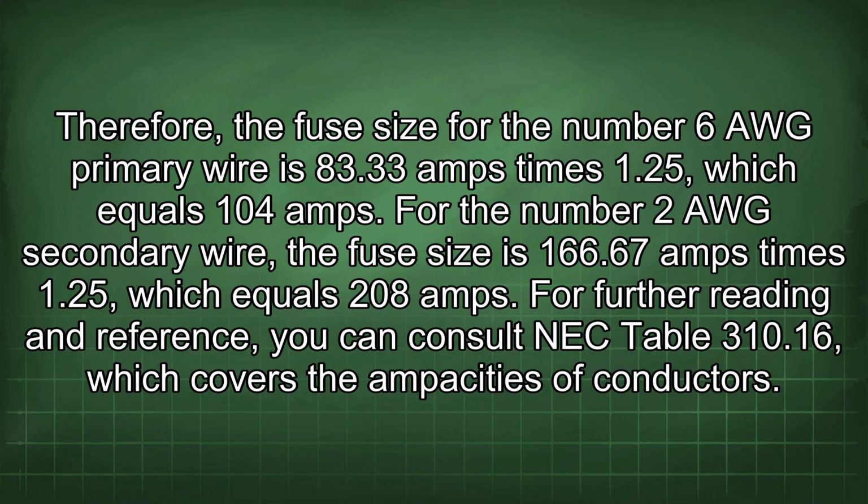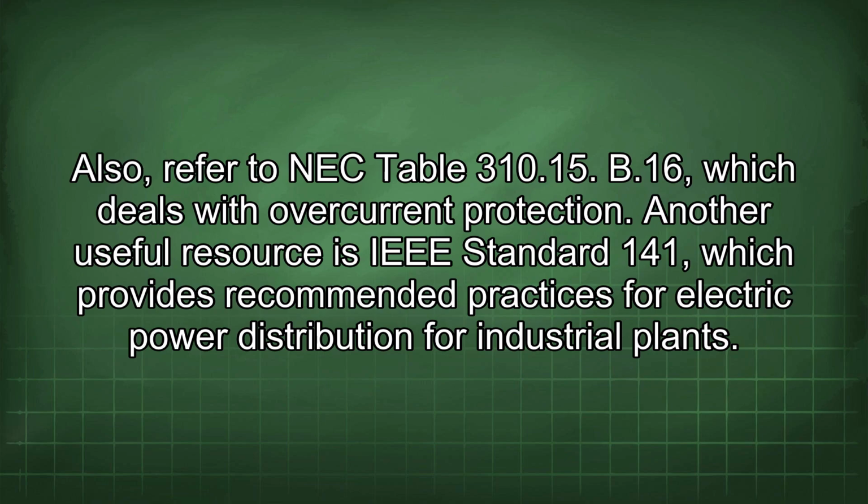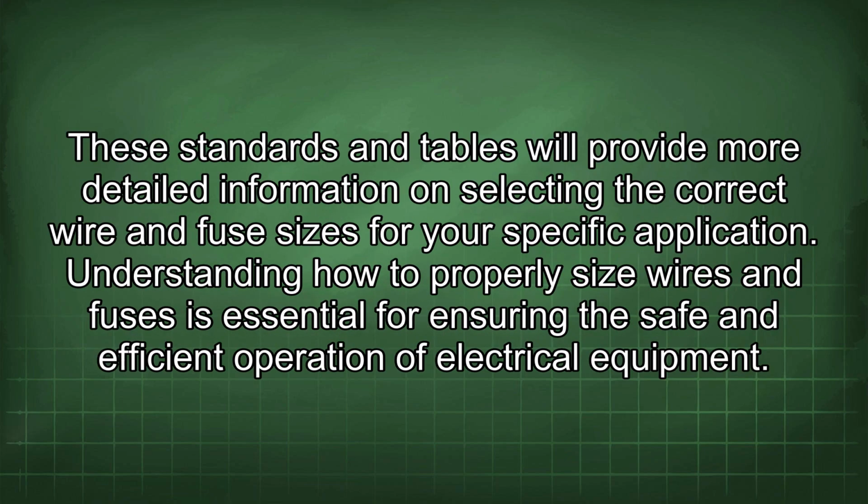For further reading and reference, you can consult NEC table 310.16, which covers the ampacities of conductors. Also, refer to NEC table 310.15 B16, which deals with overcurrent protection. Another useful resource is IEEE Standard 141, which provides recommended practices for electric power distribution for industrial plants. These standards and tables will provide more detailed information on selecting the correct wire and fuse sizes for your specific application.